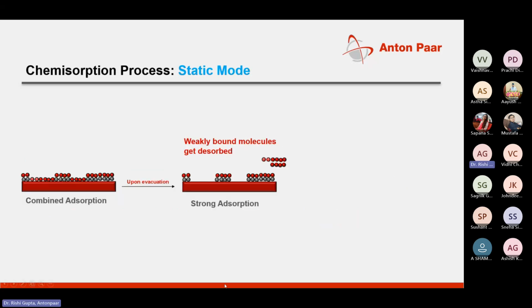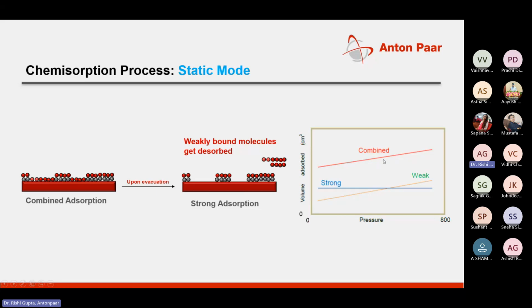So it's like this: this is a support, and the metal ions are gray. When we apply the red gas molecule to it, it adsorbs over the metal as well as over the support. But when we evacuate, only those molecules which are weakly bound over here come out. So we get two different types of isotherms, one is combined, another one is weak. And when we subtract the weak data points from combined, we get the strong. Now the strong gives us the information of those gas molecules which get adsorbed over the metal atoms.